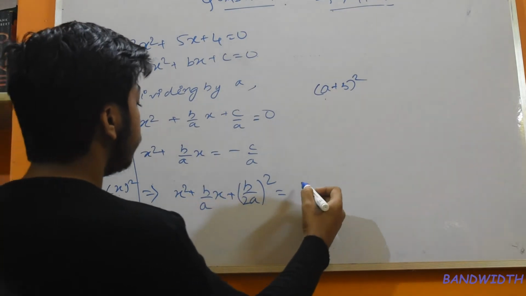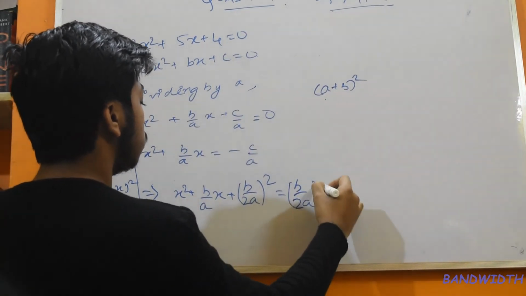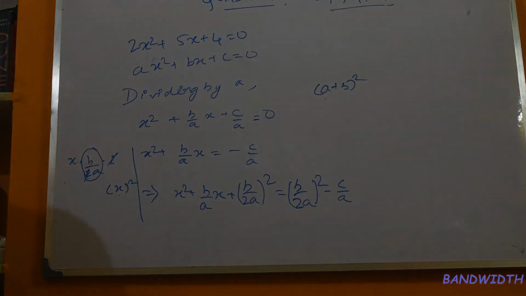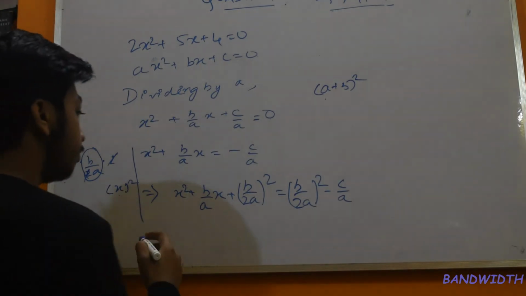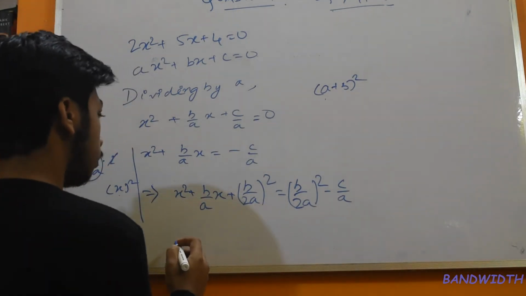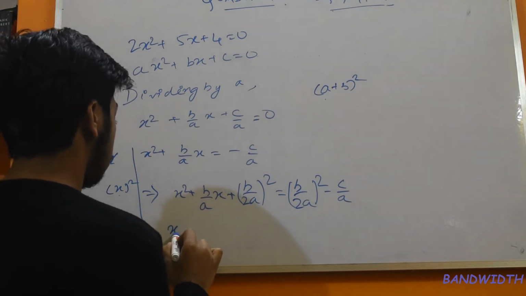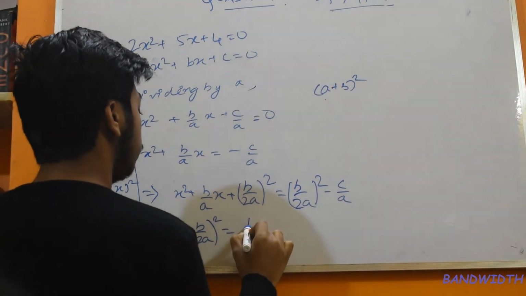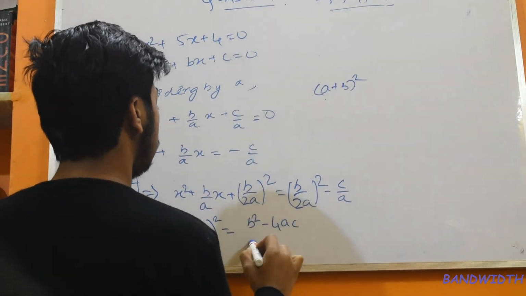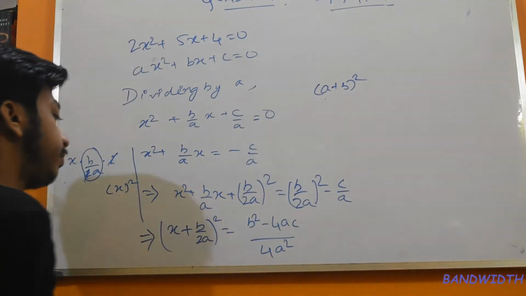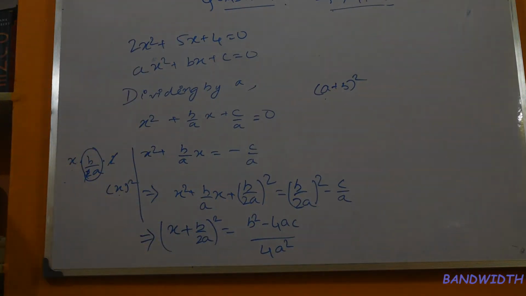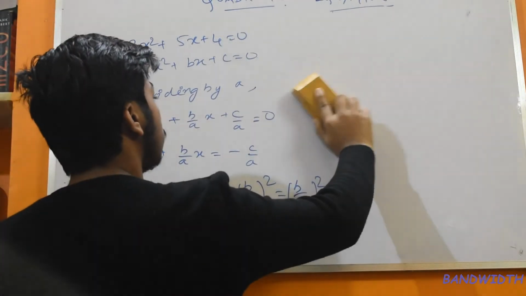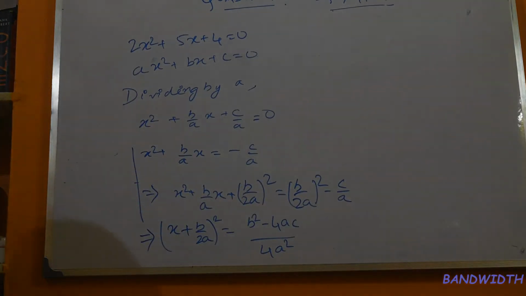And adding the same thing on the right hand side, we get this. I hope you guys are noting this down. You will need it. What comes next? x plus b by 2a whole square gives b square minus 4ac by 4a square. You guys noted it down?